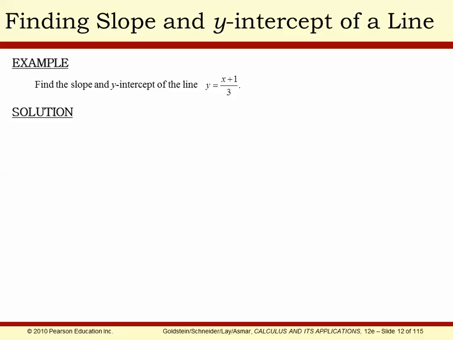First, here's an example they do in the book. Find the slope and the y-intercept of this line. This is a nice straightforward example, and it works on some algebra skills.